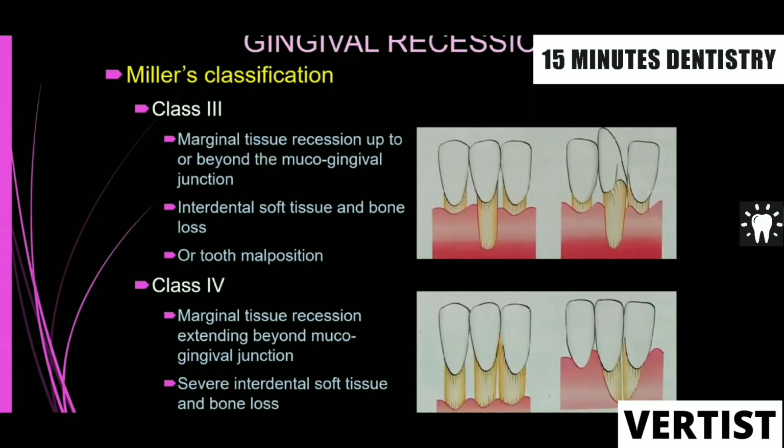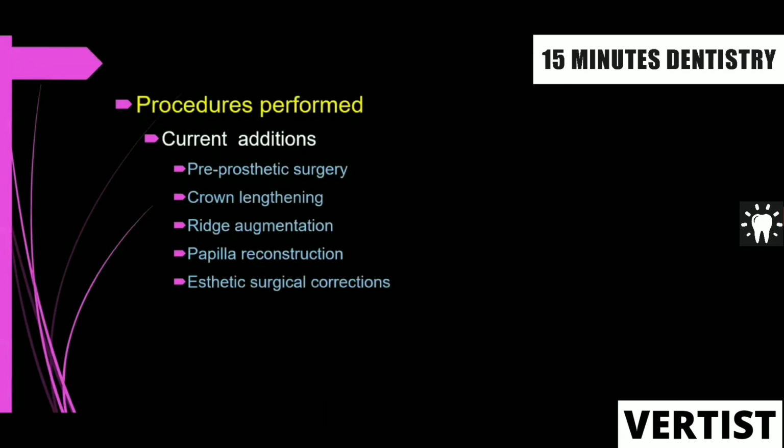Miller's class 3 is the marginal tissue recession going beyond the mucogingival junction, where there is interdental soft tissue and bone loss or tooth malpositioning. Whereas in class 4, this will be aggravated, so there will be severe interdental bone loss and tooth malpositioning. So these are certain techniques which are done along with the extension of the mucogingival surgery, that is the pre-prosthetic surgery, crown lengthening, ridge augmentation, papilla preservation, and the aesthetic surgical correction.